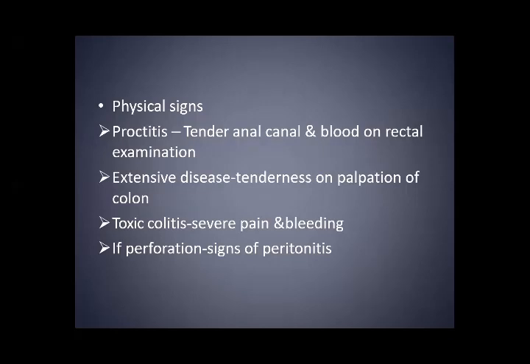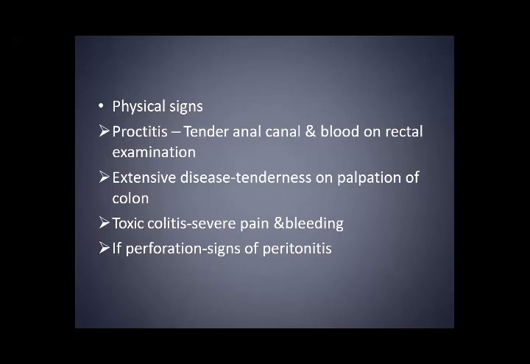If you do the PR, you will see the patient is having very bad pain, and if you see the finger after PR, the patient may have a blood-stained finger. That means there is a local inflammation and bleeding. In extensive disease, there is usually tenderness over the pelvis and colon. You can see the pelvic, especially left flank tenderness in case of descending colon, or there may be epigastric or right flank tenderness in case of total colitis.